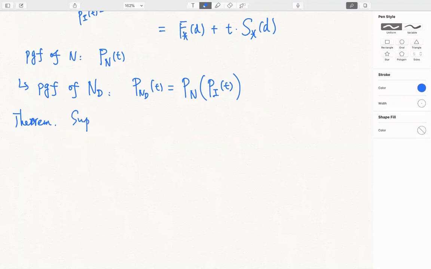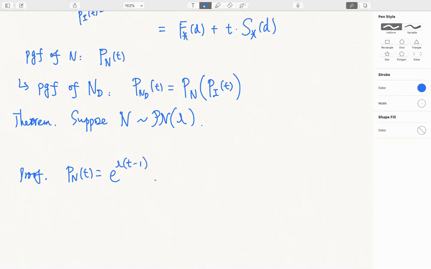So suppose my original claim frequency follows a Poisson distribution. So then the mean is lambda, okay? What would be the distribution of N_D? I don't give you the result yet, but let's do a little calculation. So in this case, I know this is e to the power of lambda times (t minus 1). Okay, so that is the PGF of a Poisson distribution.